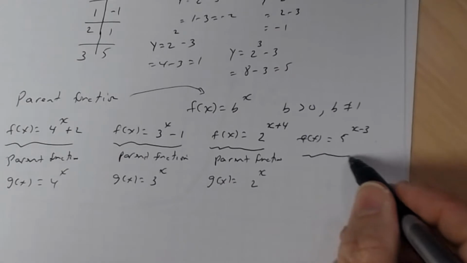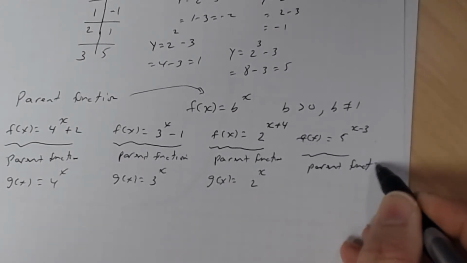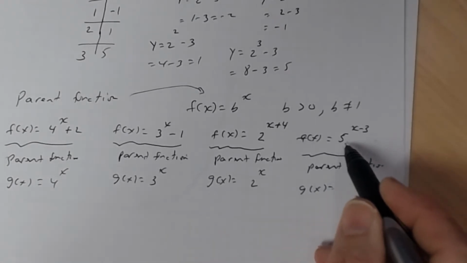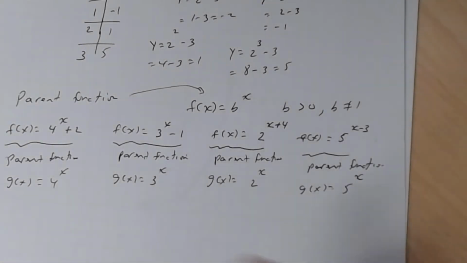Over here, parent function. So you're going to say g of x equals, and this is a 5. What's the base? Well, the base is 5, and you're going to raise it to the x power. So those are your parent functions.